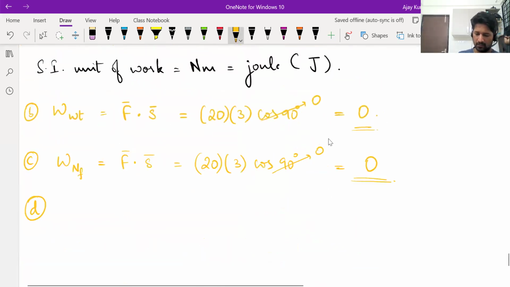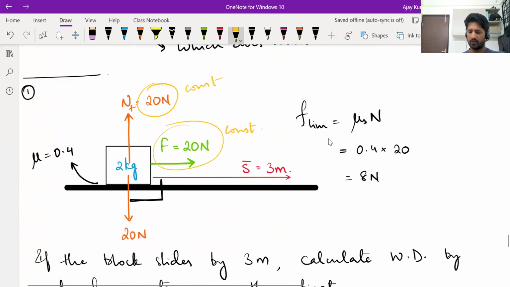Okay. Finally, work done by friction. Vanilla, you tell me, as the block slides forward, how much friction acts on it and in which direction?